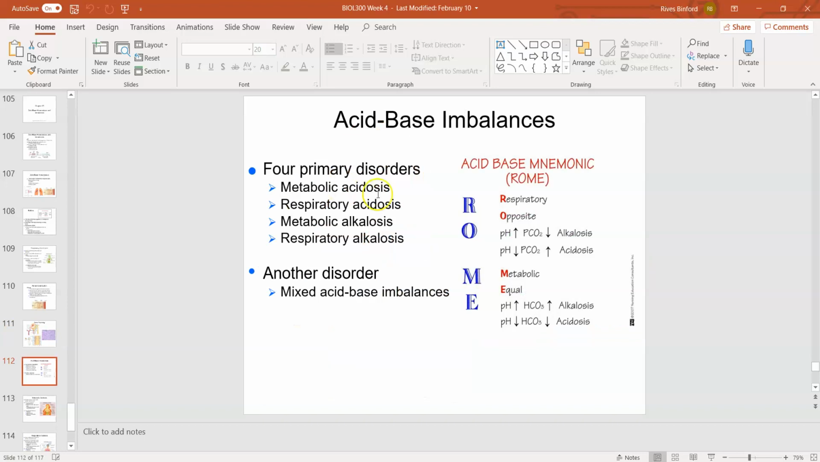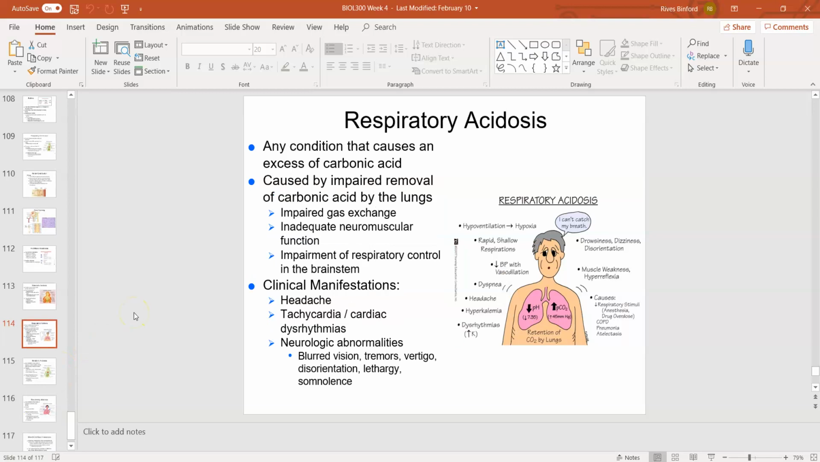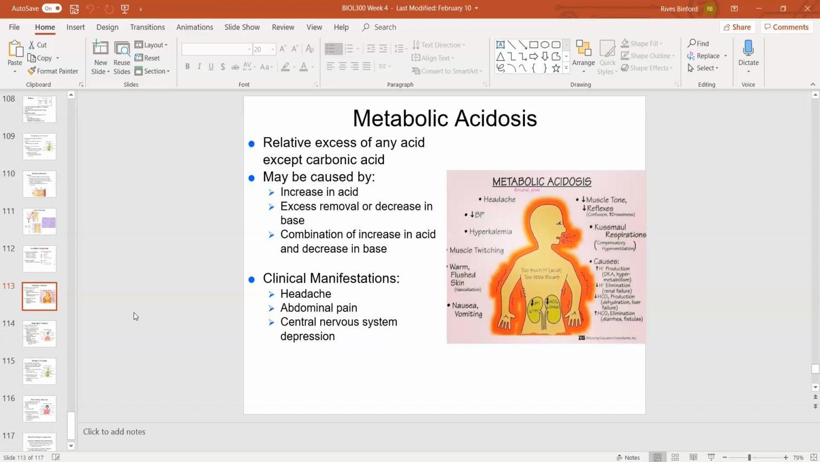So you could have metabolic acidosis, you could have respiratory acidosis, you could have metabolic alkalosis, you could have respiratory alkalosis, and you could also have mixed acid-base imbalances. A lot of these imbalances are going to come from things like vomiting or diarrhea. That is going to be a common underlying cause of basically all of these. It's always going to be about increasing acids, increasing bases, or removing acids or removing bases, or the inability to do any one of those.